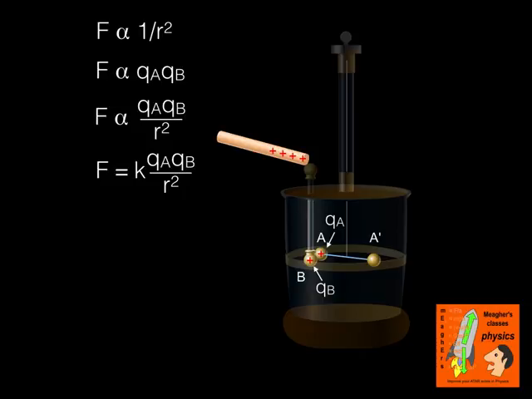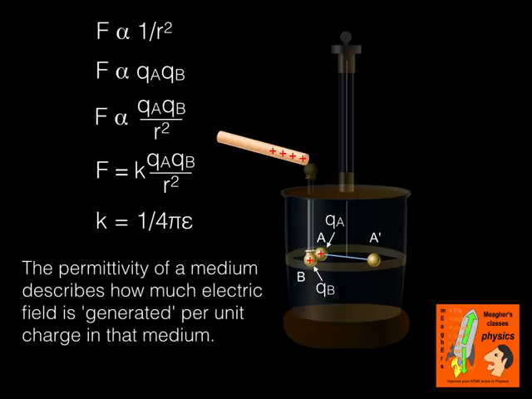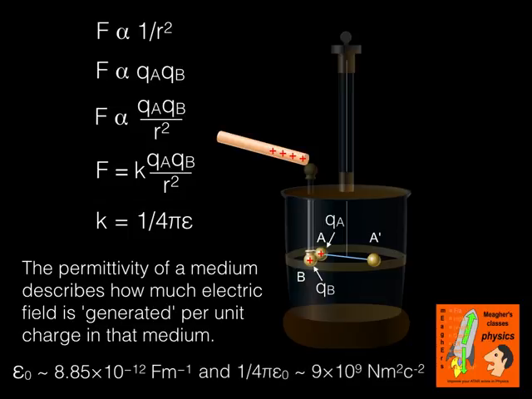Now, the constant came out to be 1 on 4 pi epsilon, where epsilon represented the permittivity of the material between, or the medium between the charges. Now, if it was free space, that permittivity is given a certain value. The permittivity describes how much electric field is generated per unit of charge in that medium. And when we look at free space or a vacuum, the value is approximately 8.85 by 10 to the negative 12 farads per metre. When you plug that into 1 on 4 pi epsilon, you get the value of 9 times 10 to the 9 Newton metre squared per Coulomb squared.